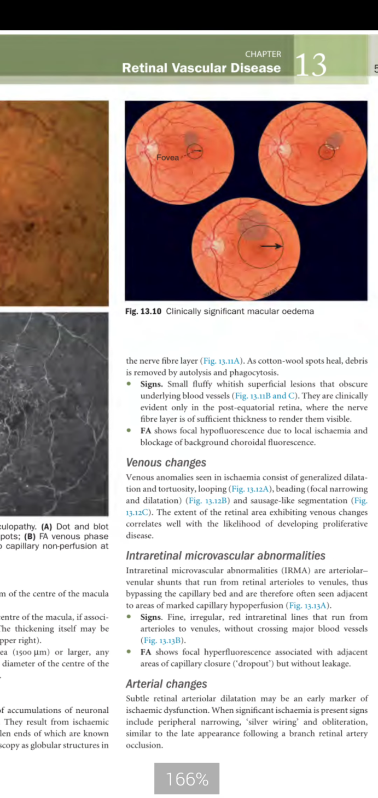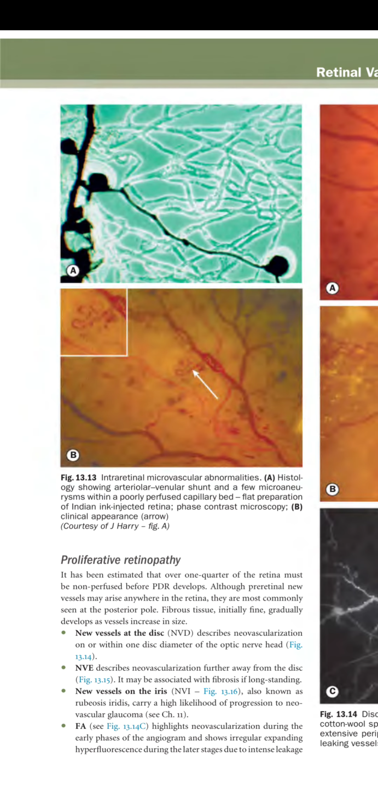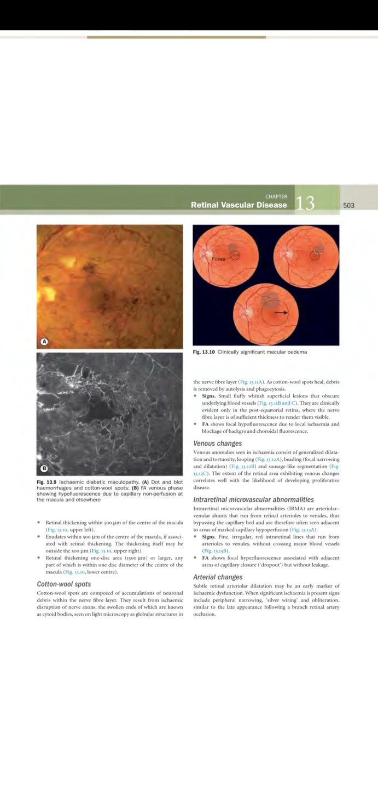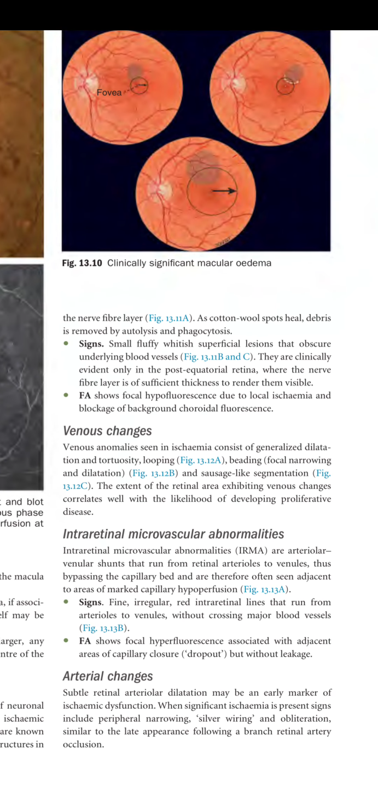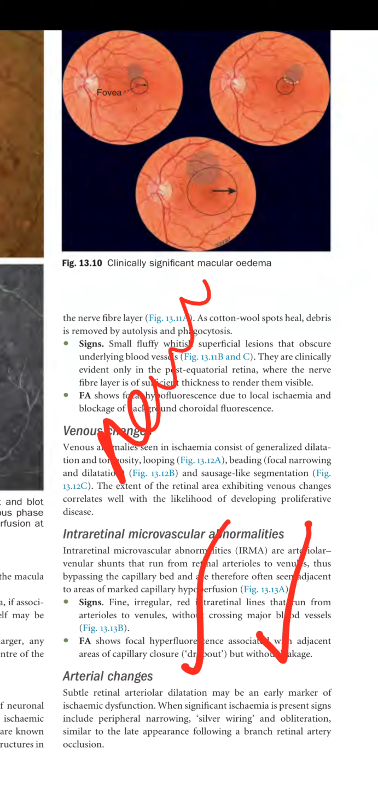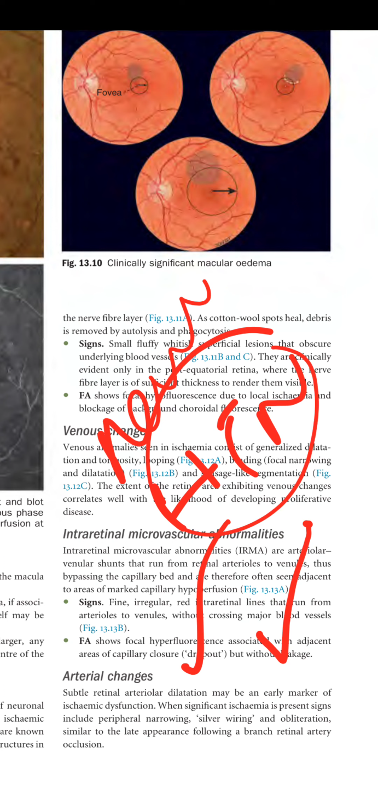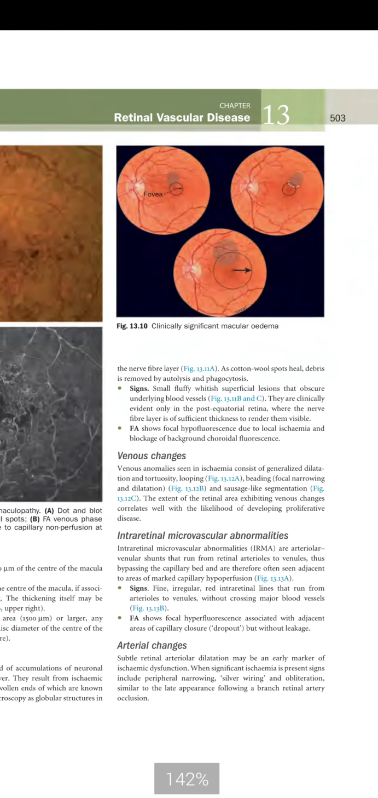Next is the arterial changes. So there can be arterial changes as well. There can be subtle retinal arteriolar dilatation, which may be an early marker of ischemic dysfunction. So the arteries can also get dilated when significant ischemia is present. Changes include peripheral narrowing, so there will be narrowing of the arteries. There can be silver wiring, there can be obliteration. Most of the time these are due to hypertension, but in severe cases it can occur, similar to the late appearance following a branch retinal artery occlusion.